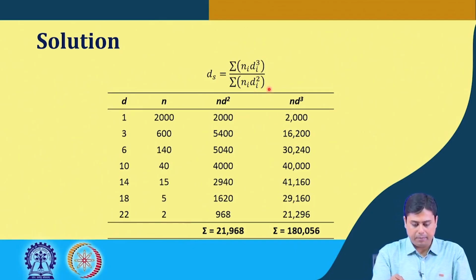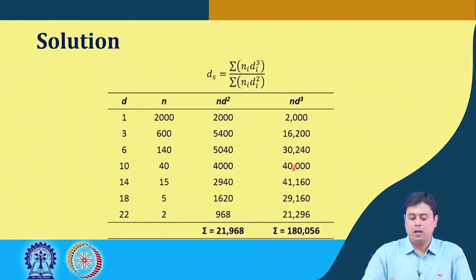So when that happens, this value we have to calculate again, and here you can now see that d and n are given. So we can easily calculate this value and this value. The summation of the fourth column and the third column, the ratio of these two, gives us the surface mean diameter.